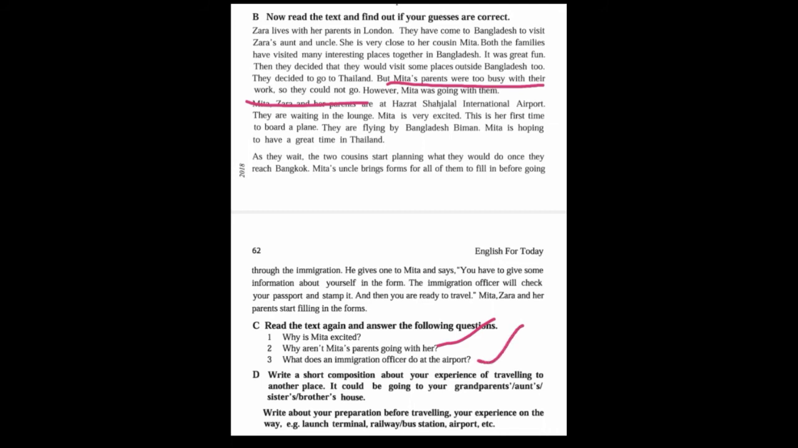What does an immigration officer do at the airport? So let's see, what does he do? The immigration officer checks the forms as well as the passport and stamps it.